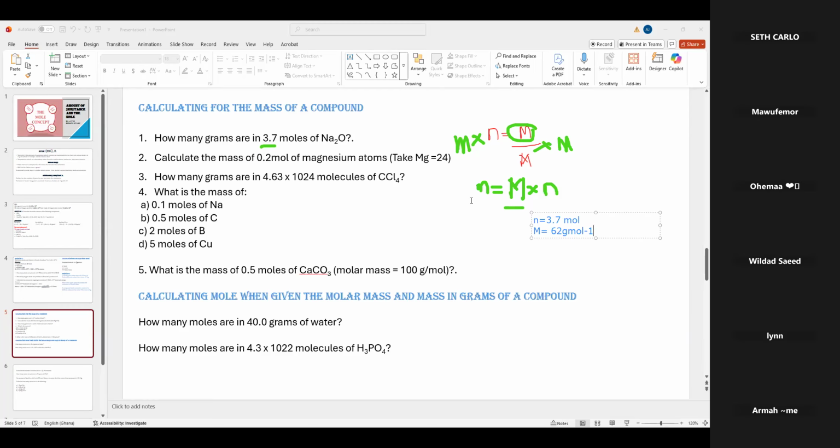And the formula is saying that the mass is equal to the molar mass times the mole. So what is our mass? We are going to have our mass, small m, to be equal to 3.7 moles times 62 gram per mole, which will be equal to, what are we getting? 209.4 grams.